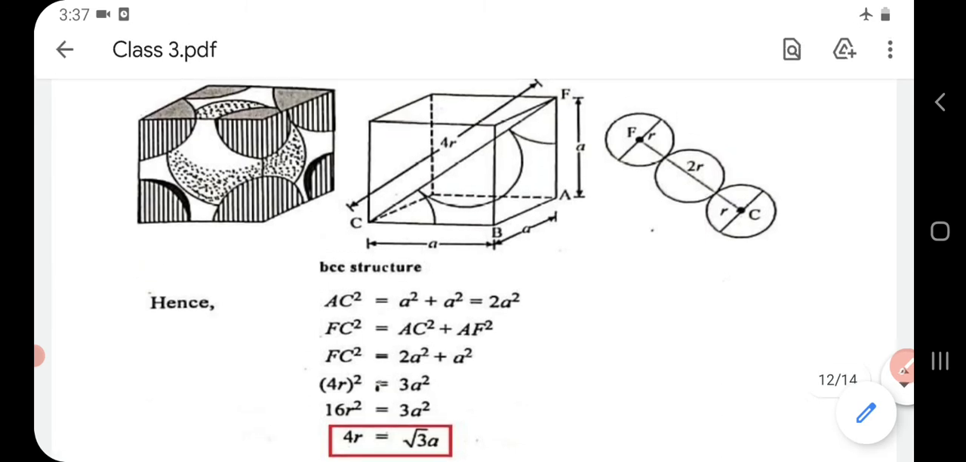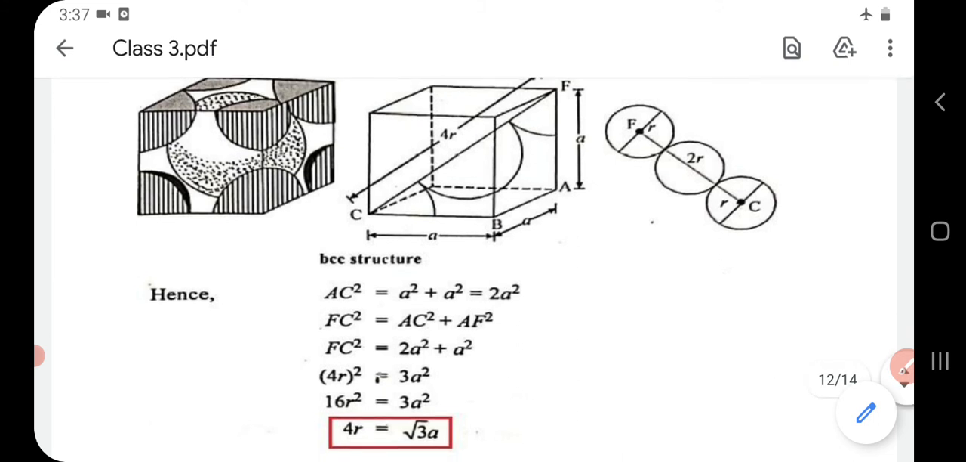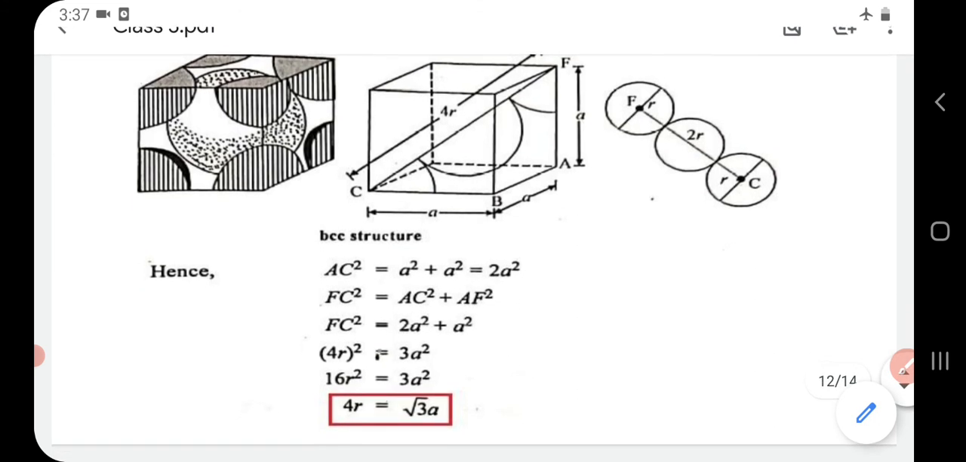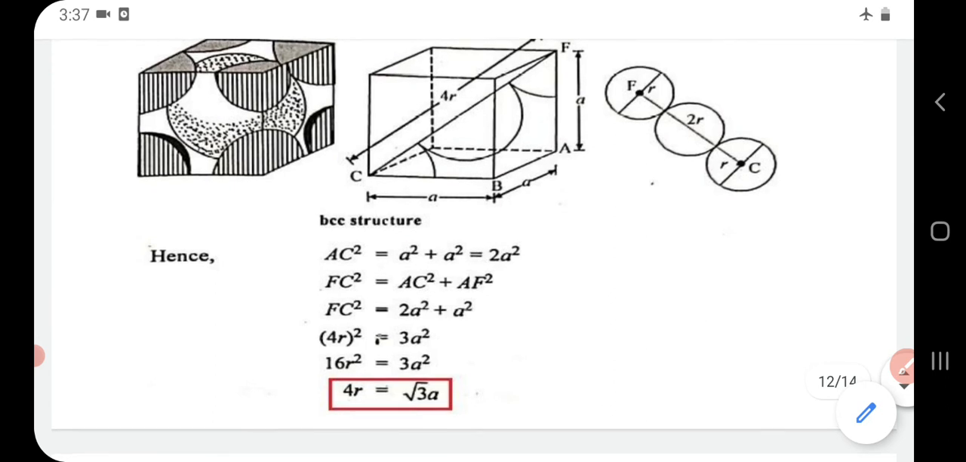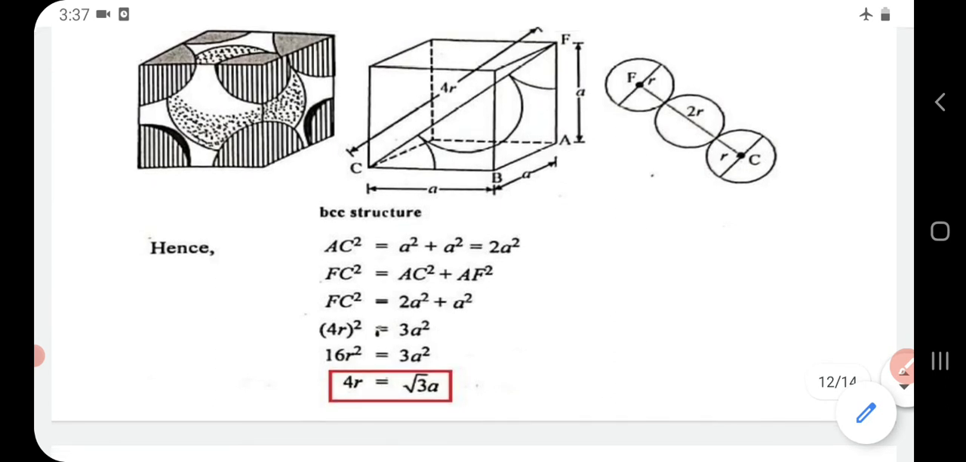But what about FC square? FC is actually 4r. It is marked in the figure. So 4r square equal to 3a square. So 16r square equal to 3a square, or 4r equal to root 3a.